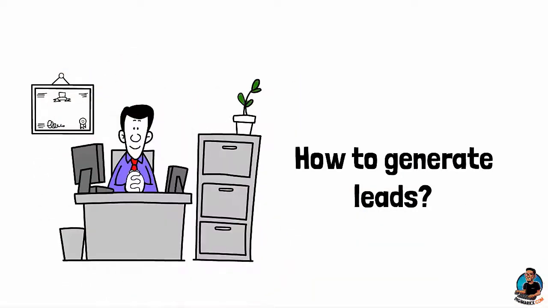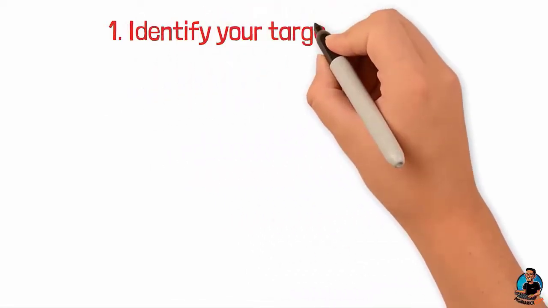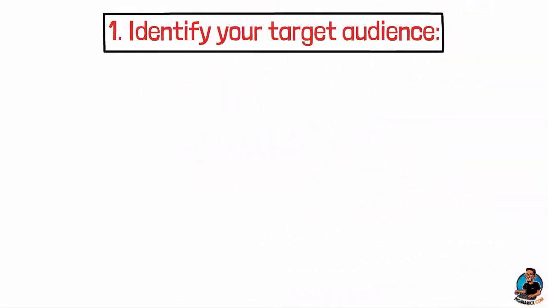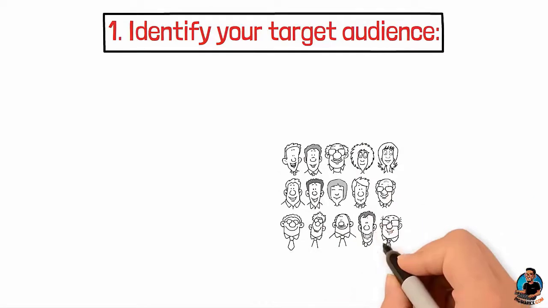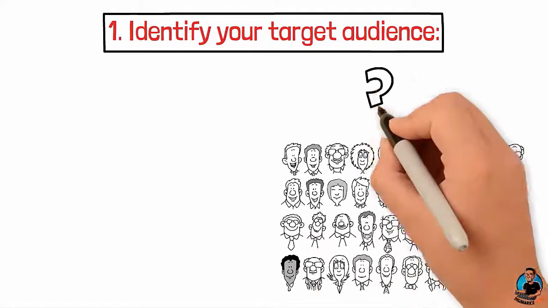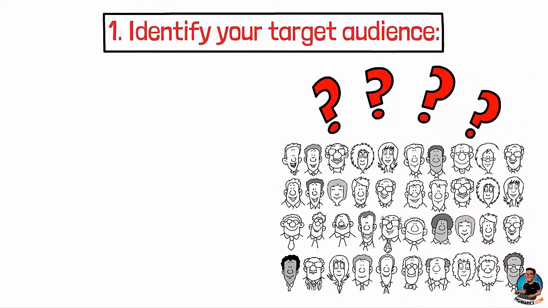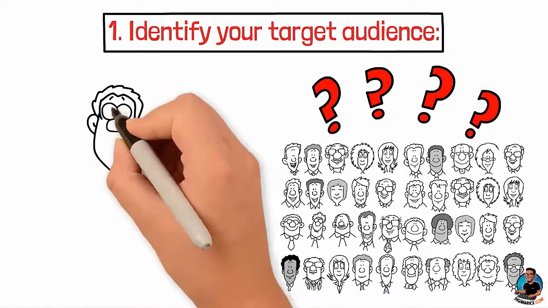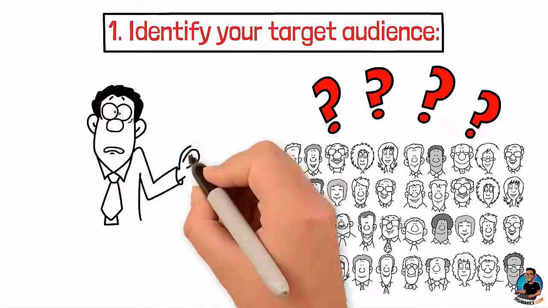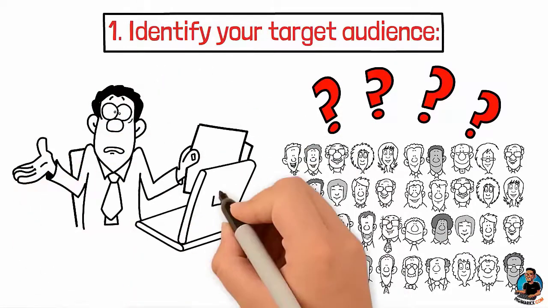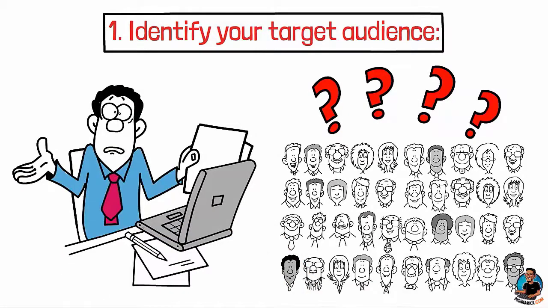Follow these steps. 1. Identify your target audience. Before anything, you have to know who your target audience is, so you can target and market to them effectively. If you don't have a well-defined target audience, or you don't understand what they need and want from your business, it will be much more difficult for you to engage with them.